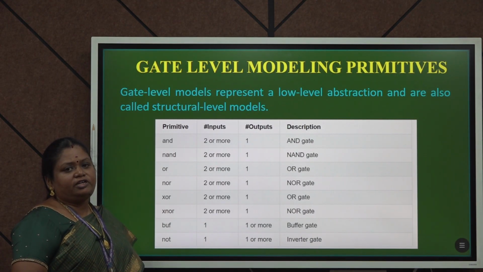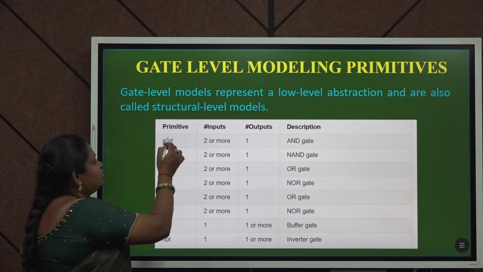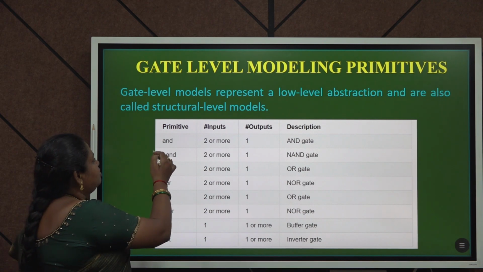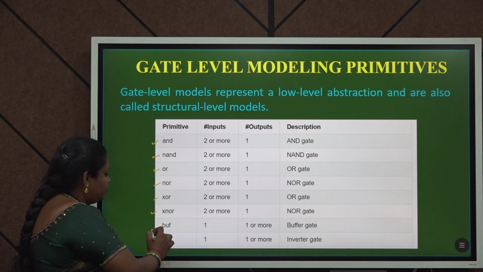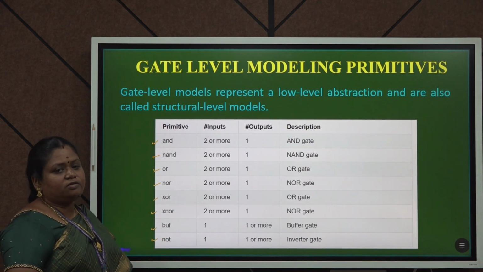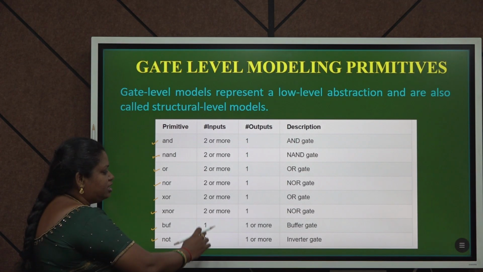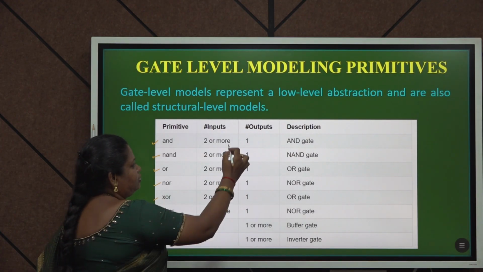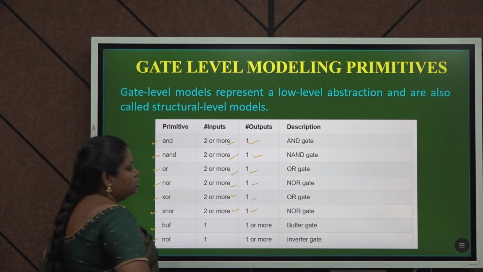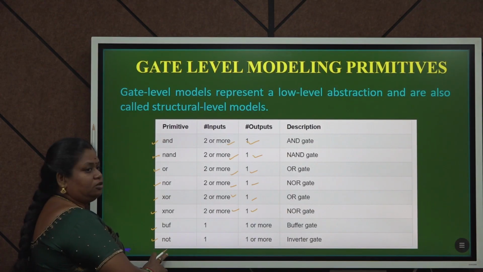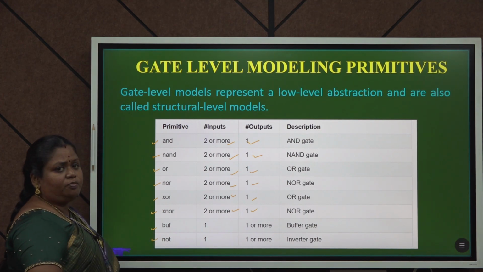As I already pointed out, there can be n number of inputs and one single output. These are called primitives. We have the AND primitive, NAND, OR, NOR, XOR, XNOR, buffer, and NOT. These are the basic primitives available for the gate level modeling process. Here they can have more than 2 inputs and one single output, as represented here. But for the buffer and the NOT gate, as I pointed out earlier, it is a single input and it can have multiple outputs.